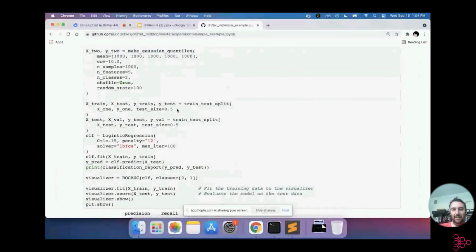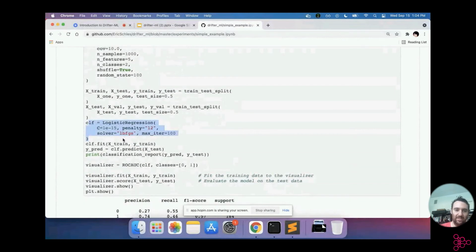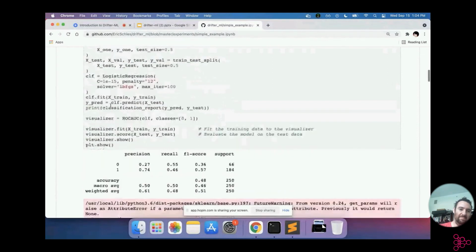So I do train test split like always, create a logistic regression like always, right? Or some model, whatever. I'm choosing logistic regression. You can choose whatever you want. This experiment works with anything. And then, well, I mean, I haven't tested on every type of model, but it works with all the scikit-learn ones.